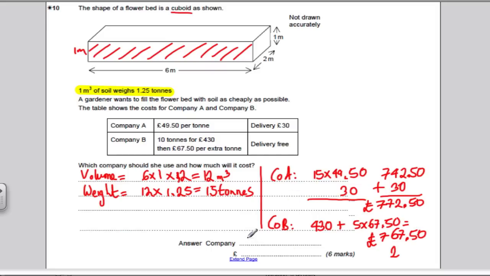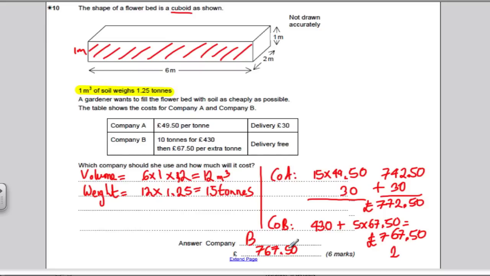Well, clearly Company B. So the answer is Company B. How much? £767.50. And that was 6 marks. That's very doable in the higher paper for 6 marks. If you work out your volume, then your weight, then work out price for Company A, price for Company B, write down which is cheaper and say how much it costs, that's 6 really quite straightforward marks.